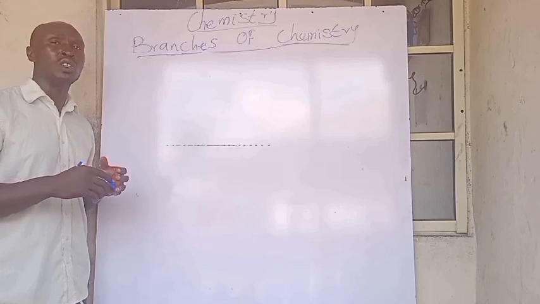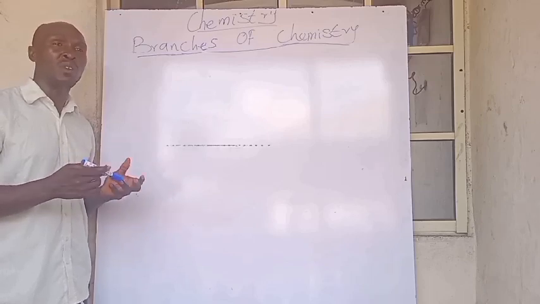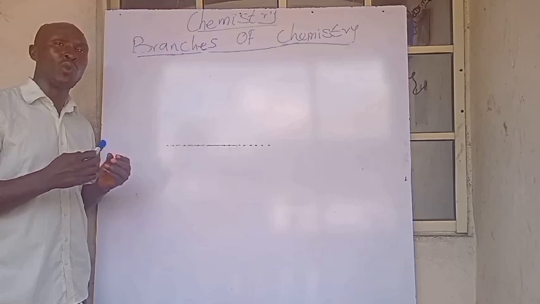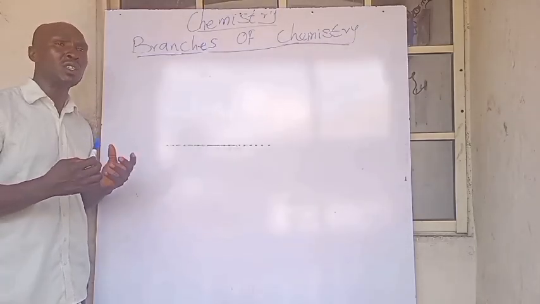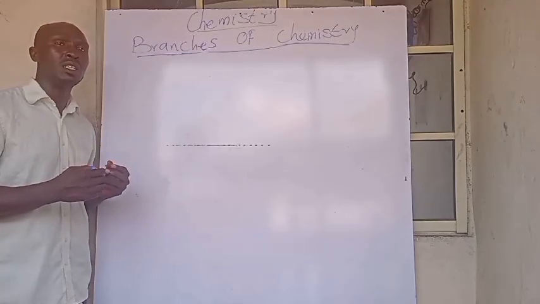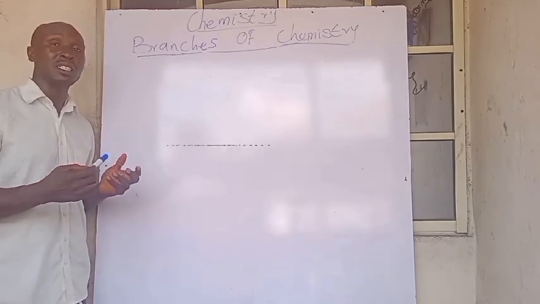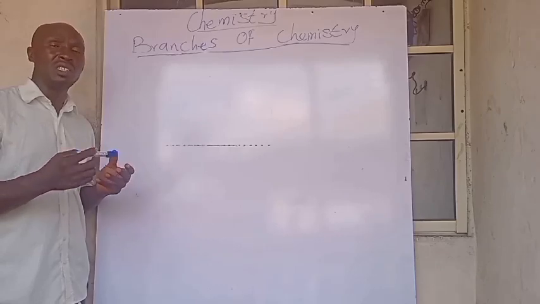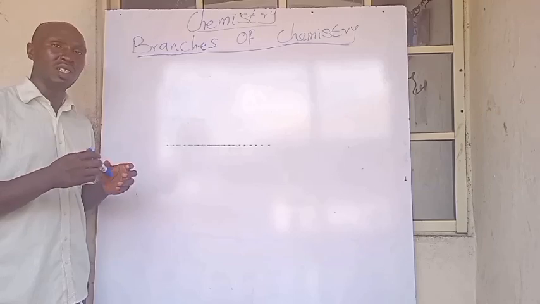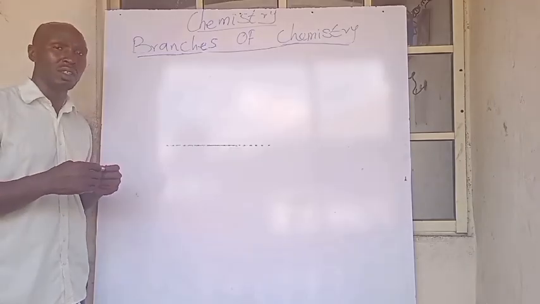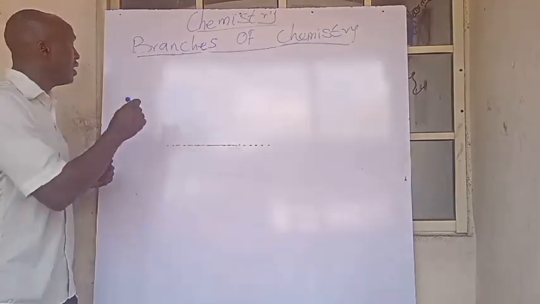The knowledge of matter is so wide that it will be difficult for one scientist to know everything about a particular matter. Remember, we said that matter can be anything. It can be liquid, solid, or gas. It can be a living thing or a non-living thing. It also can be something that is gotten from a living thing or from a non-living thing.